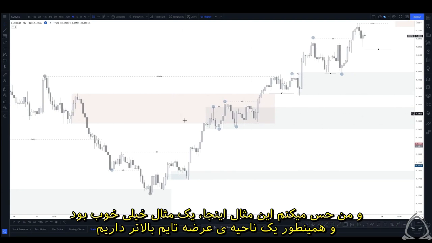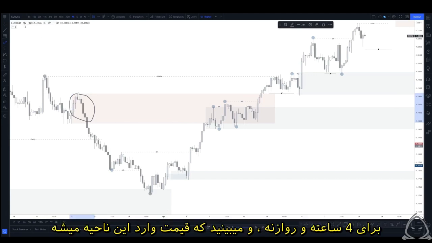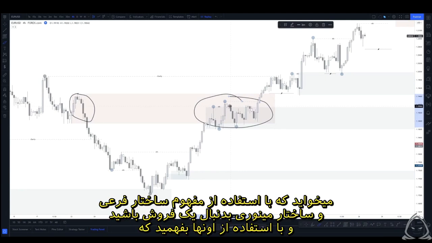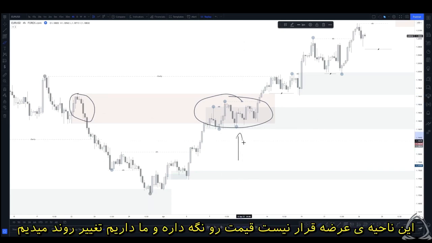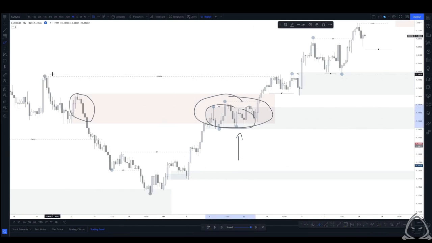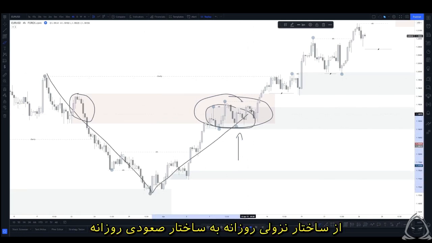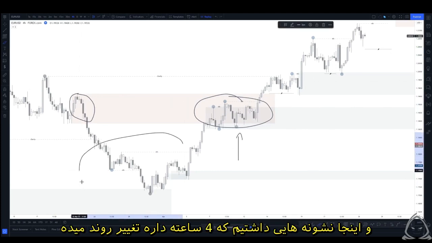And I feel like this example right here was a really great example as well of when you have a supply zone on a higher time frame, so the 4 hour and the daily, and you're seeing price action tapping into it. You're trying to build a short trade idea, and you're using the concept of substructure and minor structure to understand that this supply zone was not going to hold, and that we were shifting from bearish daily structure to bullish daily structure. And we had the indication right here that the 4 hour was starting to switch.